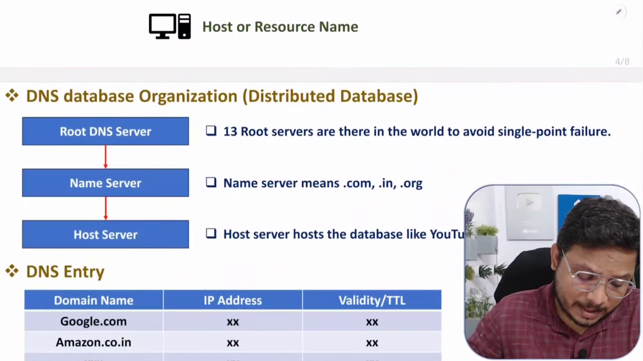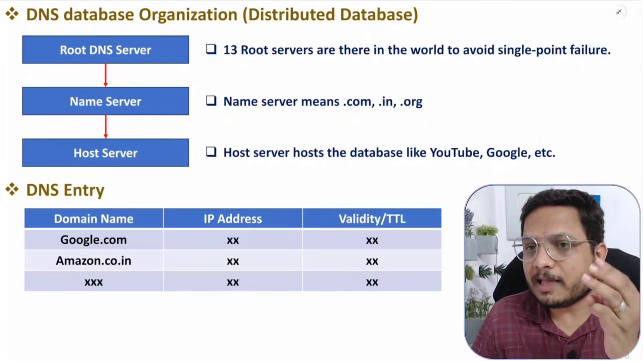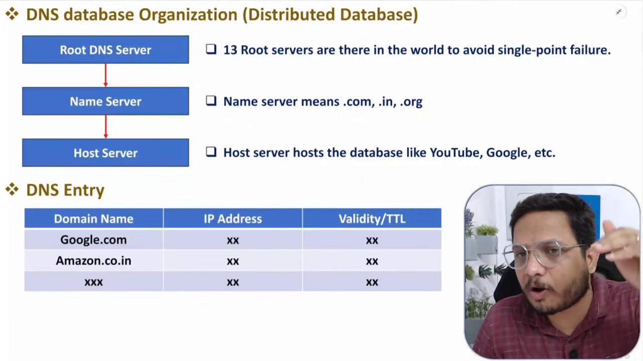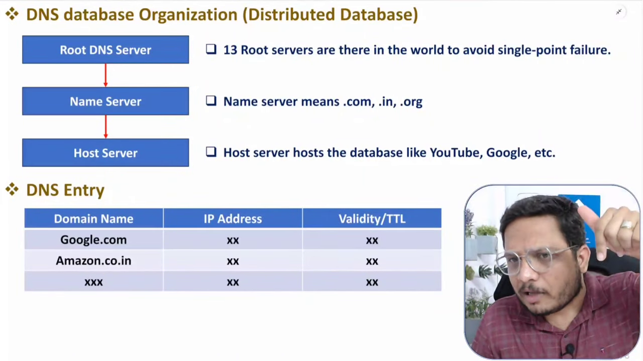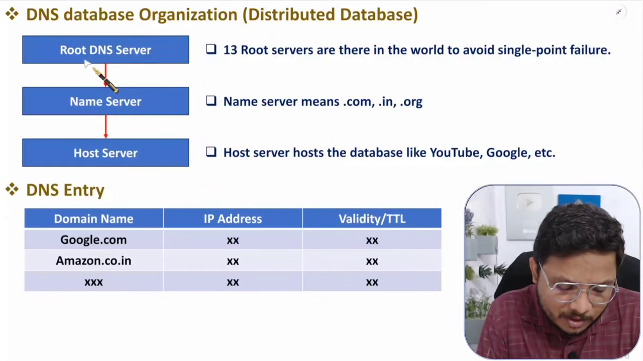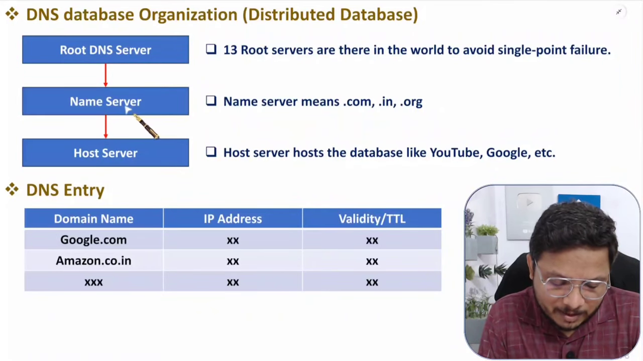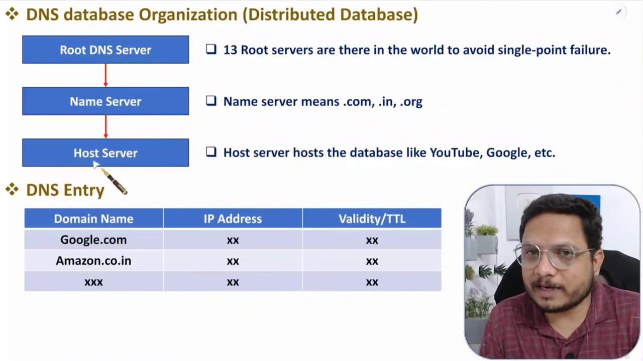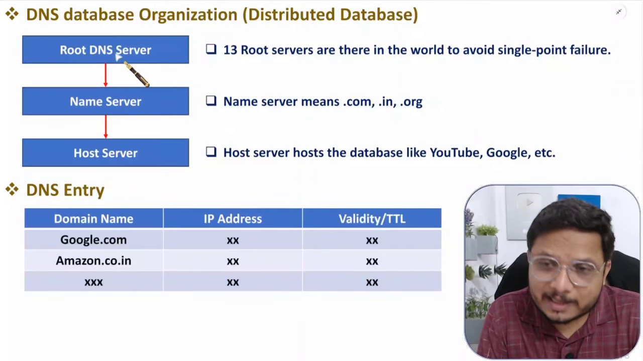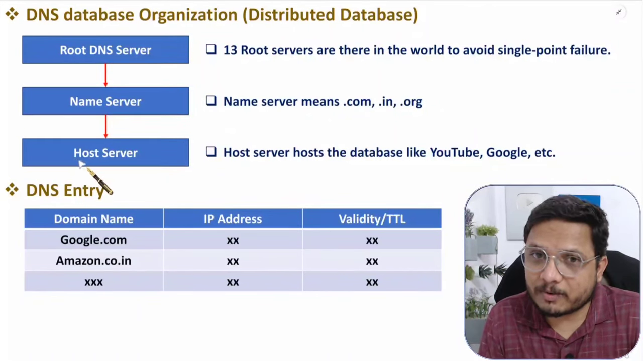Now, let me explain how the DNS database organization is there. There are three levels of organization, that is the distributed database approach, that you should know, right? First of all, you need to remember these three names. That is quite easy even. Root DNS server, after that name server, and after that host server, that is how it is there, right?